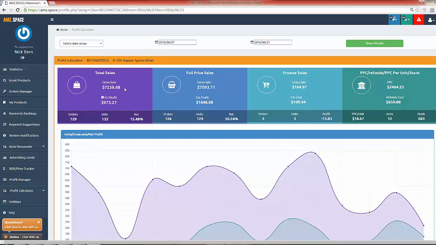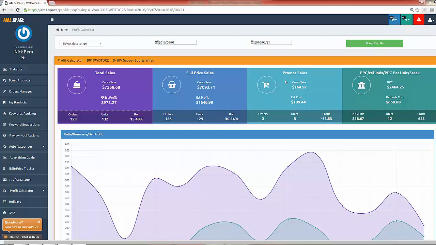We can see our gross sales figure of $7,258, our estimated profit on that of $973. We have 129 orders, 132 units, and an estimated ROI of 15.48%. To the right of that, we have our full price sales. Now these are sales that are not discounted by promo sales. We can see again our gross sales value, our estimated profit, our order quantity, our unit quantity, and our estimated ROI, or return on investment.